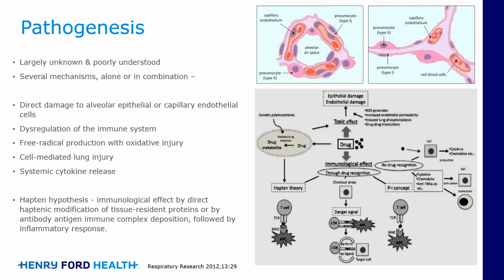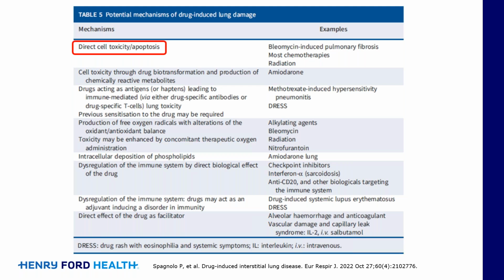Another important pathogenic principle is the hapten hypothesis, and this basically defines that drug-induced ILD is due to an immunological effect by direct haptenic modification of tissue-resident proteins. So basically, you have a development of an antigen-antibody complex followed by the inflammatory response. This table basically describes all the mechanisms that have been implicated to cause interstitial lung disease in drug-induced ILD.